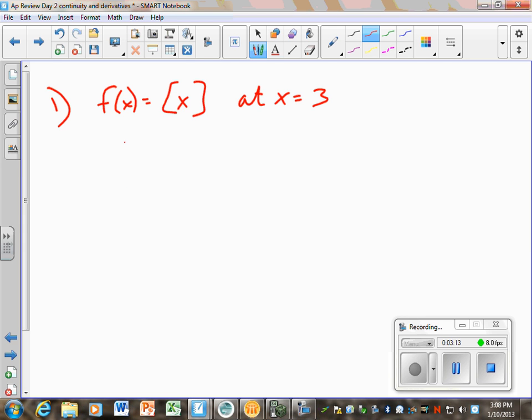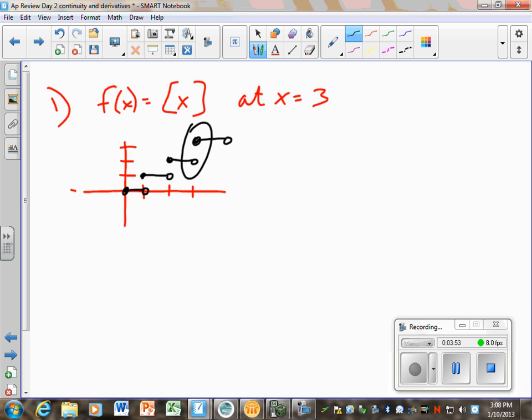So if you remember what that means, every number between 0 and 1 rounds back to 0, and then every number between 1 and 2 rounds back to 1. Every number between 2 and 3 rounds back to 2. And then it would go up and continue like this, which means at x equals 3, you should see that there's a problem here because there's a jump in that graph. So is it continuous? No, it has a jump discontinuity.